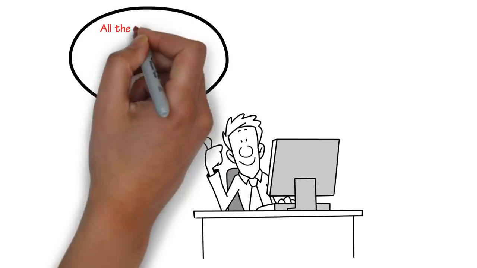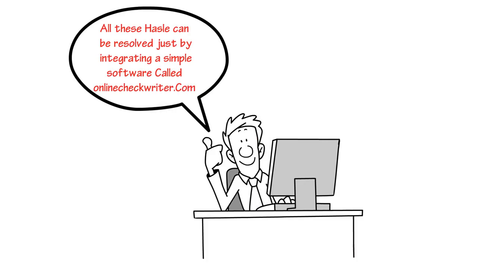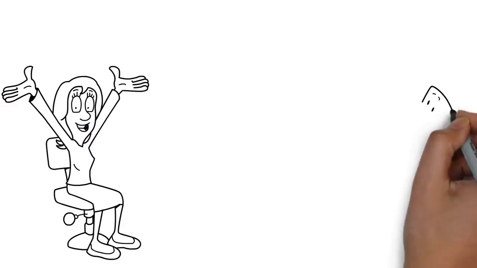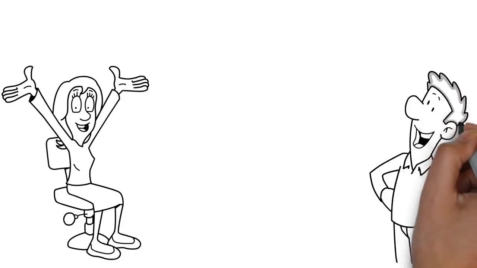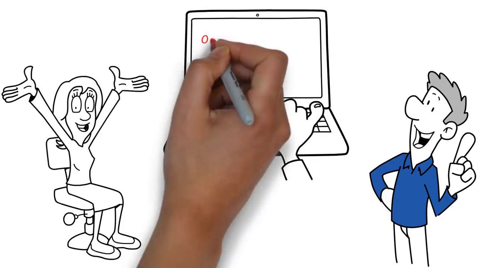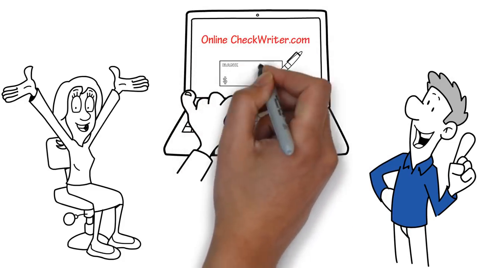All these hassles can be resolved just by integrating a simple software called OnlineCheckWriter.com. Really? Once integrated, all the checks you make will automatically go to OnlineCheckWriter.com. Once you're ready to print, put in empty blank check paper. In one click, you can print all the checks from scratch.